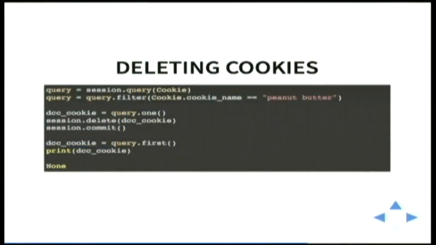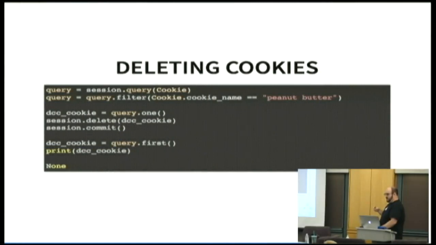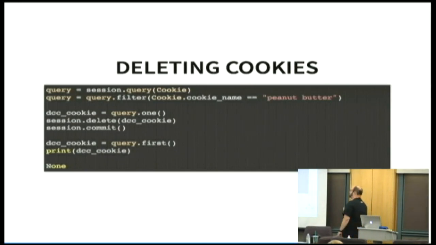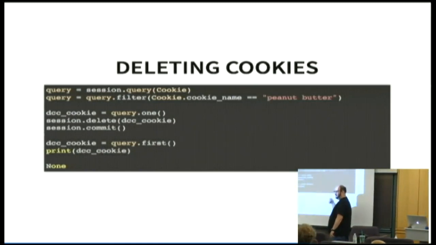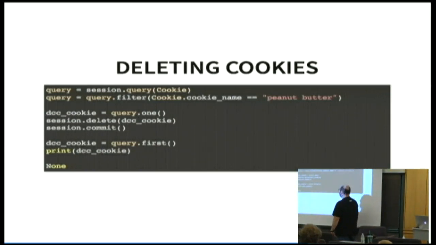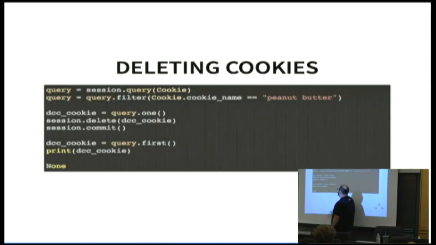Now, one is an interesting thing, right? I've shown you first, I've shown you scalar, I've shown you all. One queries all the rows, then raises an exception if anything other than a single value is found. So I'm being very specific. There must be one and only one peanut butter cookie recipe before we go delete this. Does that make sense? So then I'm calling session.delete.